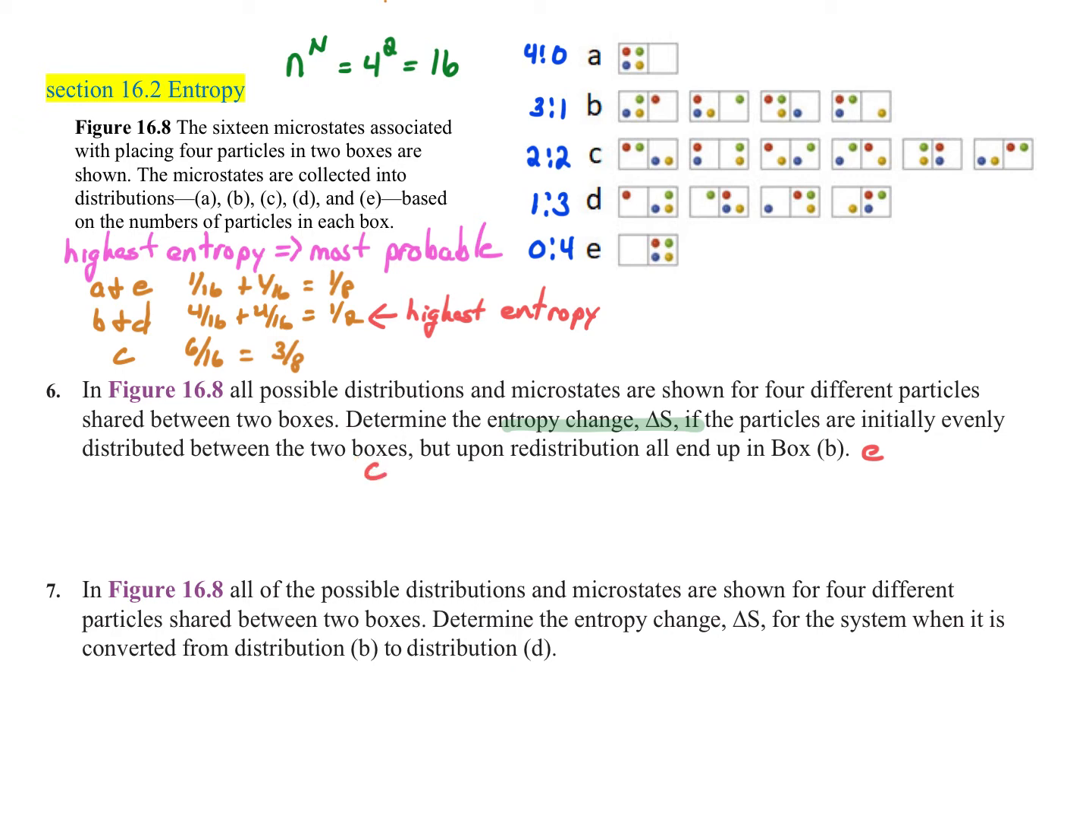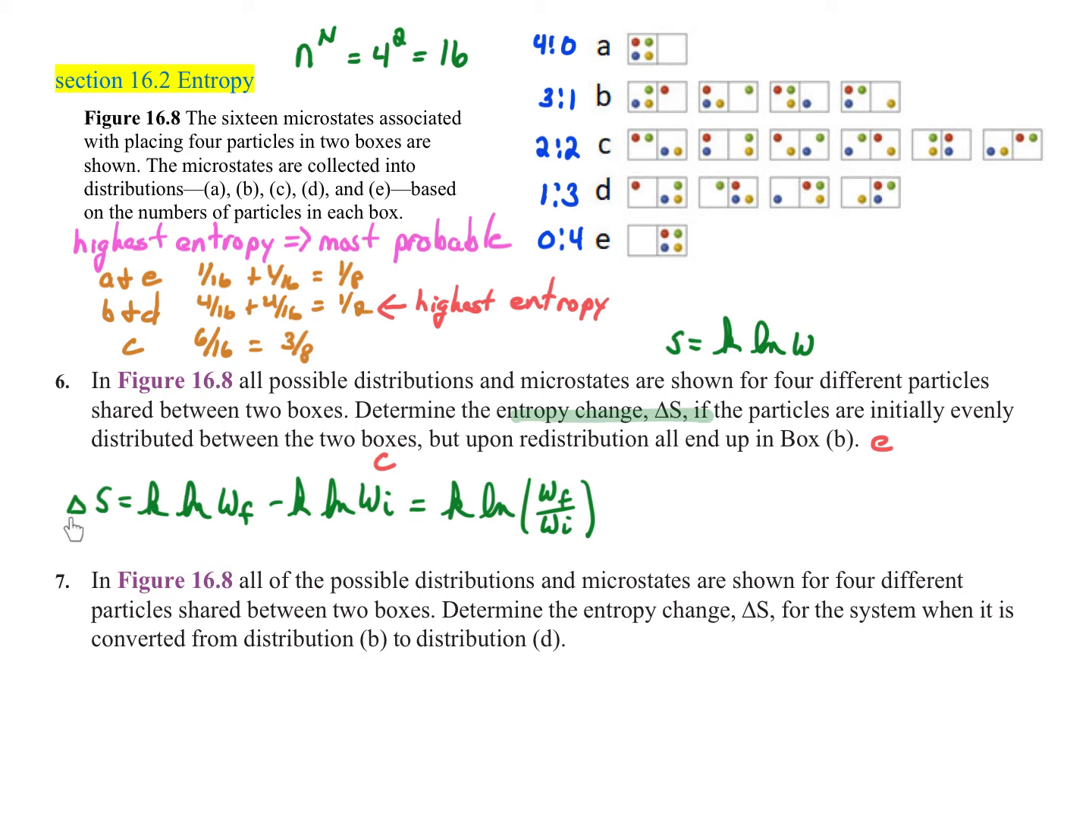Boltzmann says that our entropy is going to be equal to the Boltzmann constant times ln W, where W is the number of microstates. We can write delta S as the final entropy minus the initial entropy. Take advantage of properties of logs. The number of microstates corresponding to the initial state is 6, and the final state is just 1. We can sub in values.